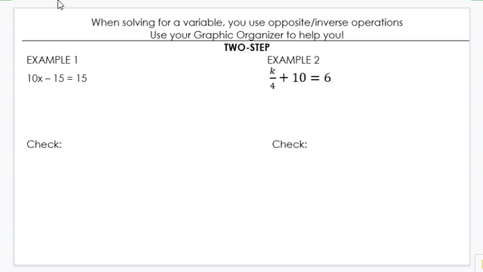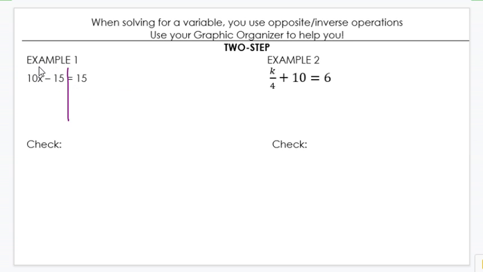So starting with example 1, write on your paper 10x minus 15 equals 15. So we're always going to start by drawing the wall, which is just a line. We draw down our equal symbol, and that's what helps us to keep the equation balanced. If we write something on the left side, we also have to write it on the right side, because what you do on one side, you have to do on the other.